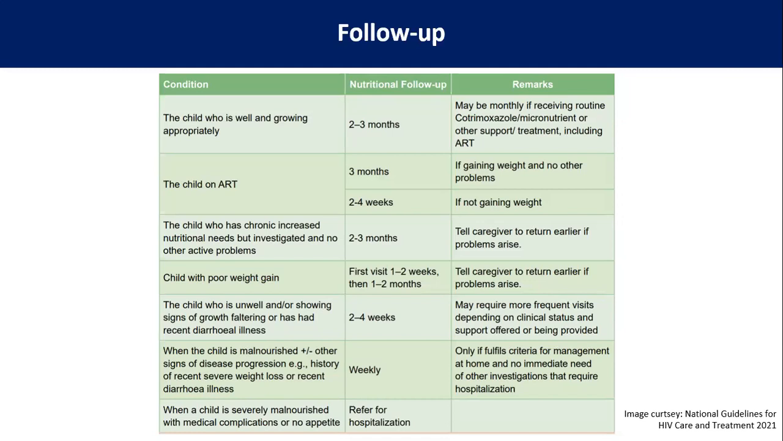If the child is on ART, then follow up every 3 months or every 2 to 4 weeks. If the patient is gaining weight and no other problems are there, we follow up at 3 months, and at 2 to 4 weeks if not gaining weight adequately. Then the child who has chronically increased nutritional need but has been investigated and has no other active problem.